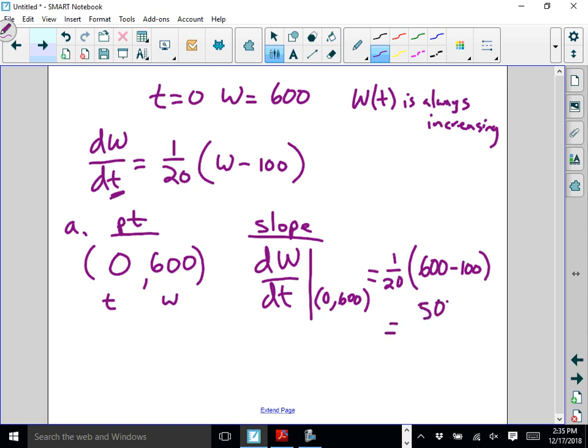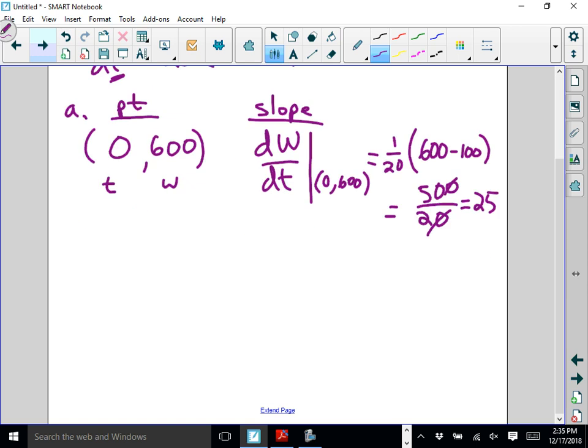I'm going to cross off a 0 from each, because 50 divided by 2 is a much easier number to do. 50 divided by 2 without a calculator is easily 25. So that's my slope. Now I can write my equation. Y minus 600 equals 25 times (x minus 0). Now this is my tangent line equation. I'm going to get a point for doing that on the AP test.